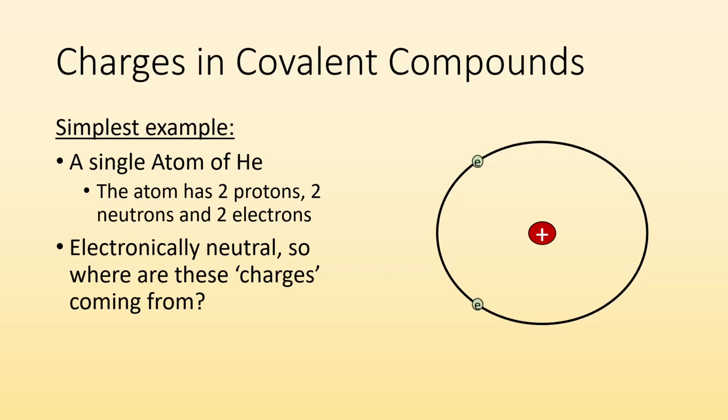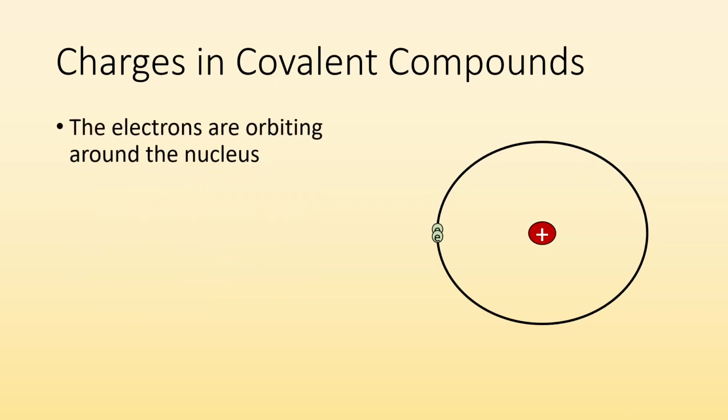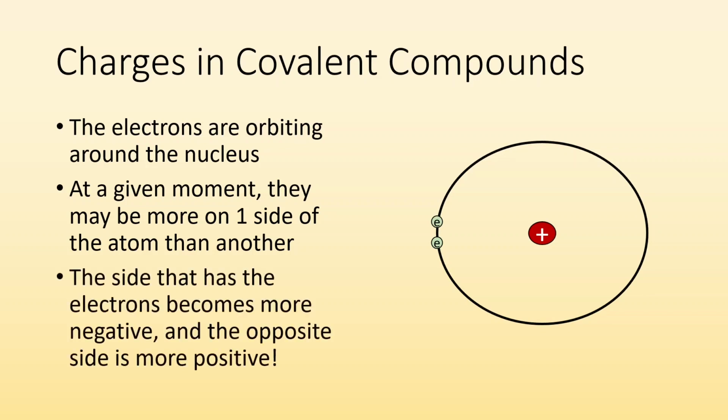They're not in one place on the atom. They're orbiting around the atom, and that's going to impact the charge. So we know the electrons are orbiting around the nucleus. At any given moment, there may be more electrons on one side of the atom than the other. So, hey, at this very moment, those electrons are on the left side of that molecule. That side's going to become more negatively charged, and then the opposite side is going to become more positively charged.